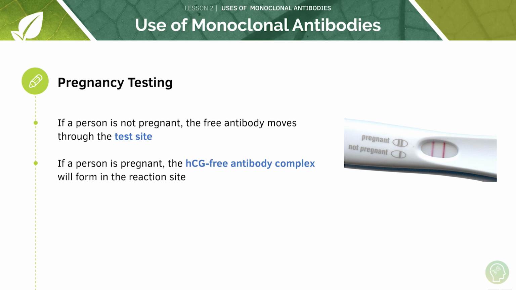But if a person is pregnant, the HCG free antibody complex, and this is a little bit confusing, it confused me at first, I'm not going to lie. This part is the HCG that we were talking about in the urine, and then by free antibody we just mean the antibody that was located on the strip. So it's not HCG free, it's the HCG bound to the free antibody, and that together forms the complex. And so if the person is pregnant, the HCG free antibody complex will form in the reaction site as well as in the control site, so we're going to get two bands.